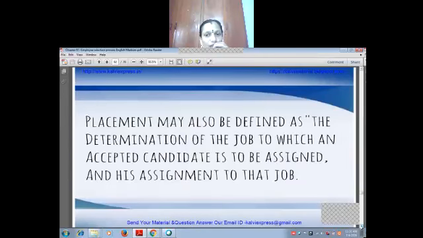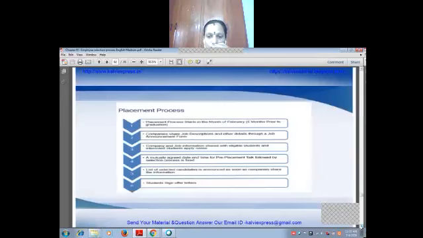Placement may also be defined as the determination of the job to which an accepted candidate is to be assigned, and the assignment to that job. So whichever place we assign for that particular person, we are assigning that person to that job. Where we are placing that person in that job. The determination of the job to which an accepted candidate, that is, the person who accepts the job, we are going to assign and give the job to that particular person. That is called placement.